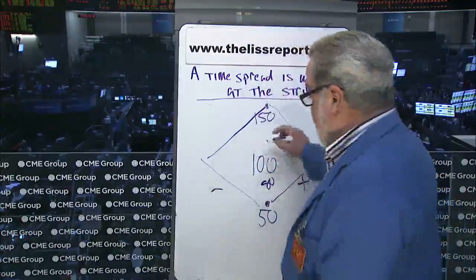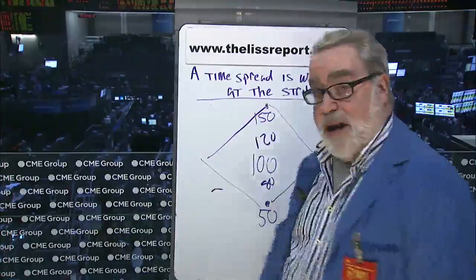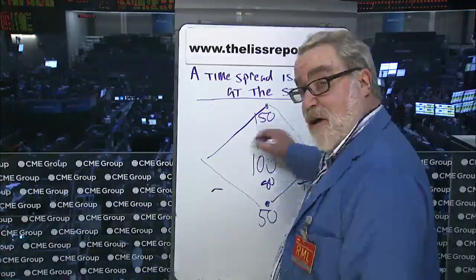Also, conversely, let's say the stock is 120 and you think it's going to drift down to 100. In that case, you would also buy the far term, sell the near term option, because as the stock approaches the strike, the time spread will widen.